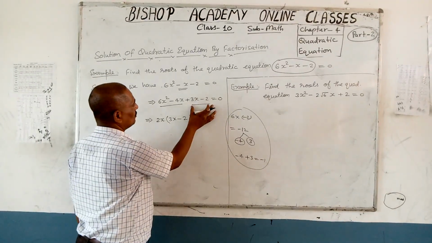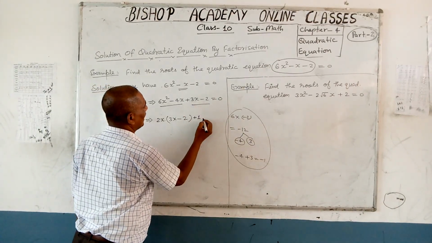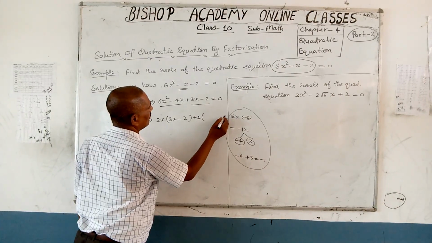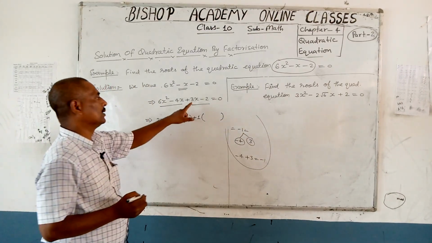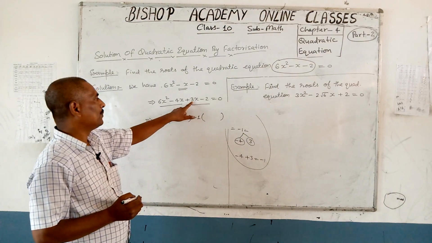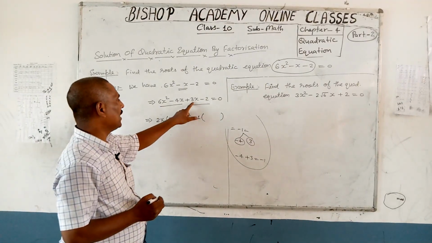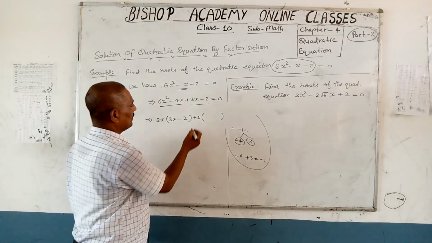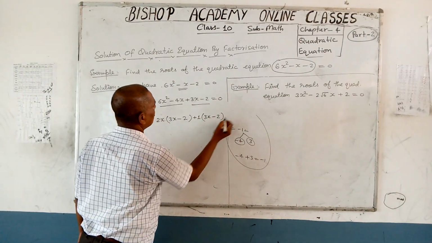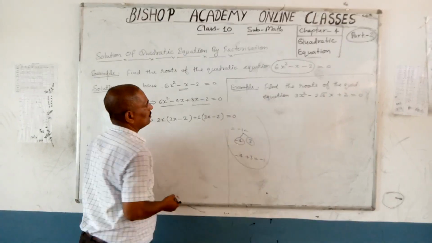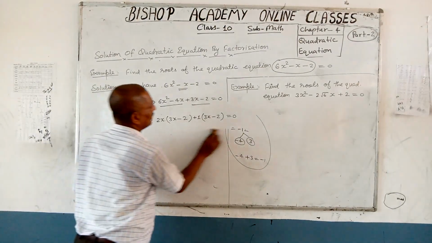Similarly, for the last two terms, you can see here plus 1 is the HCF of the last two terms, plus 3x and minus 2. Now divide the last two terms one by one by plus 1, and you get the quotient 3x minus 2 is equal to 0. On the right side, 0 will be taken down.